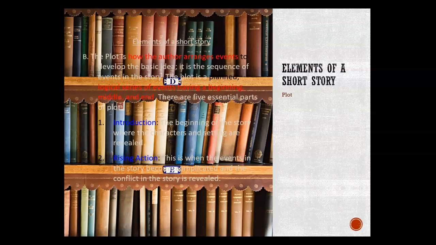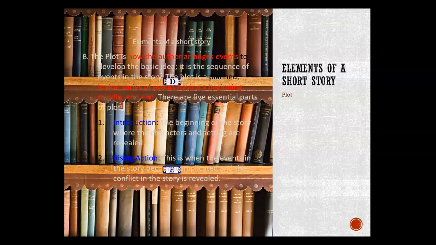Then you have the plot. The plot is how the author arranges events to develop the basic idea. It is the sequence of events of the story. The plot is a planned, logical series of events having a beginning, middle, and end. There are 5 essential parts of the plot.